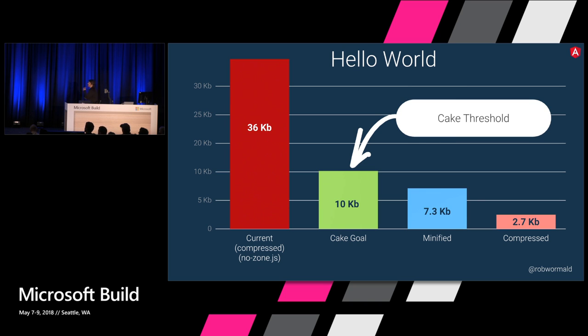My director, Brad Green, a year ago or so at our last big conference, put out this target to our team and basically said, look, we're today at 36K. This is compressed, right? It's uncompressed at something like 150, 170K. This is where we are today. We want to get down to a level where we're under 10K so that people can use Angular without thinking about this at all.